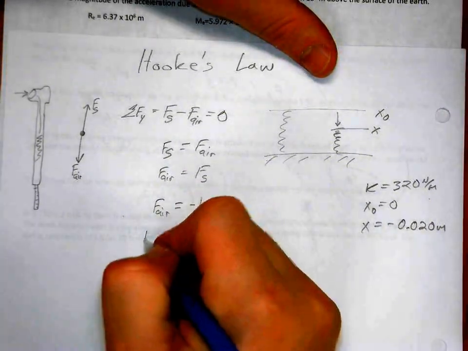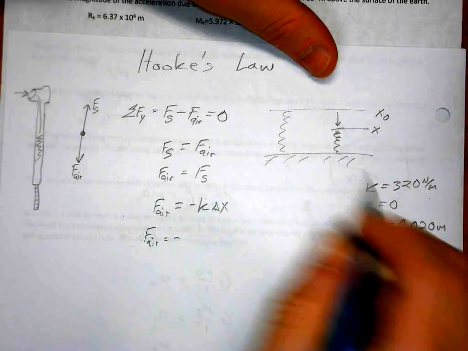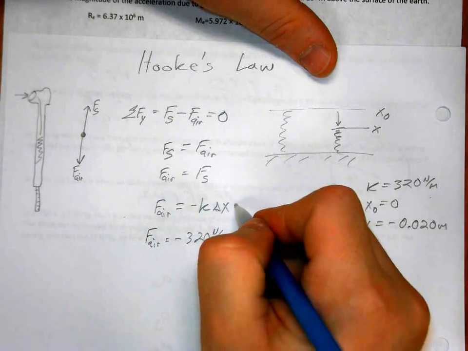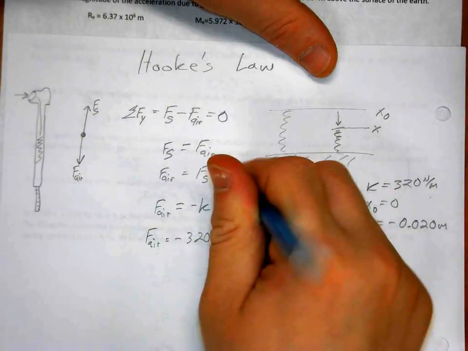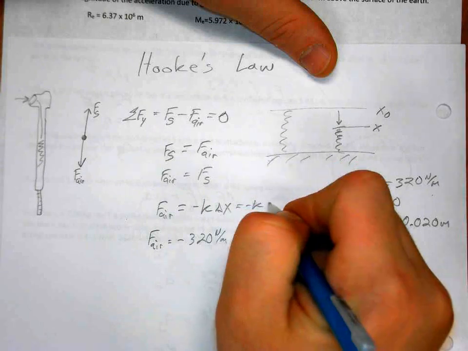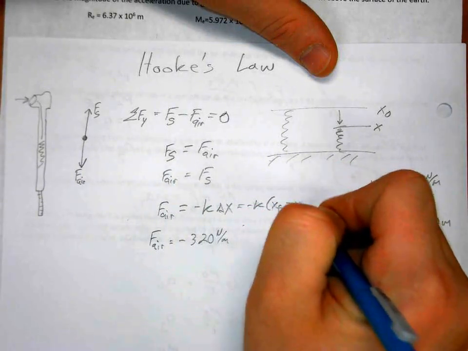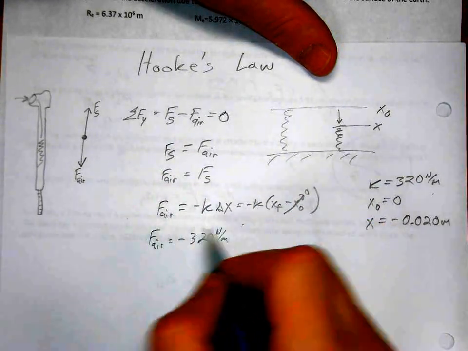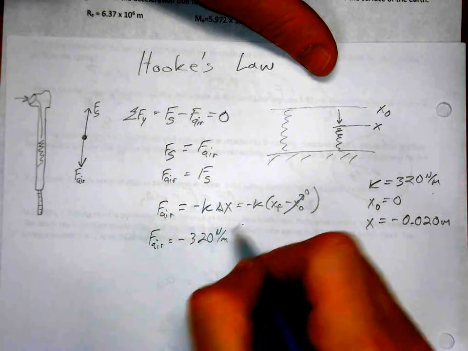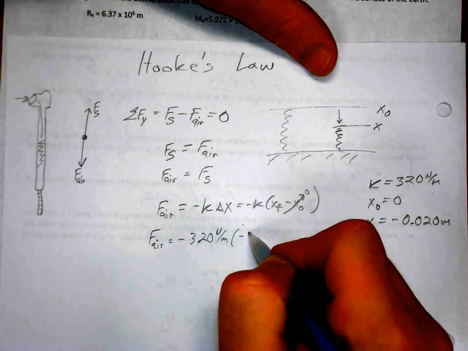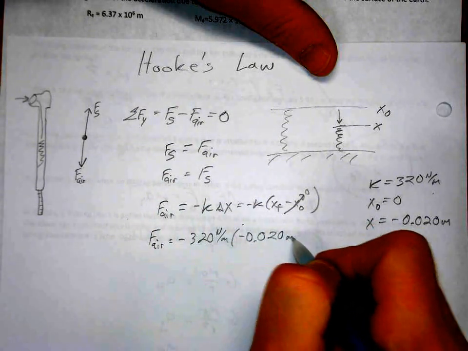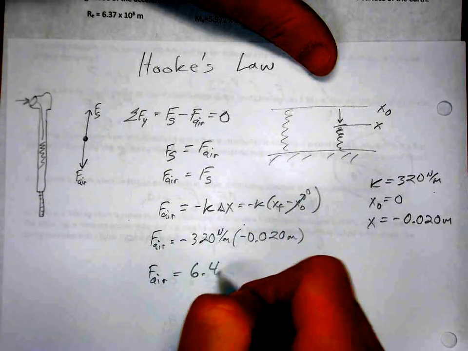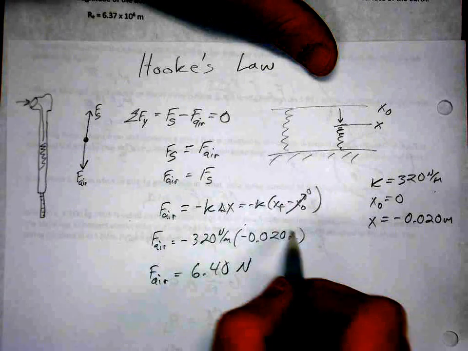Okay, so the force of the air equals negative k times x final minus x initial, which is 0. So negative 320 newtons per meter is k, and x final is negative 0.020 meters. So the force of the air just equals 6.40 newtons. Newton per meter times meter is newtons.